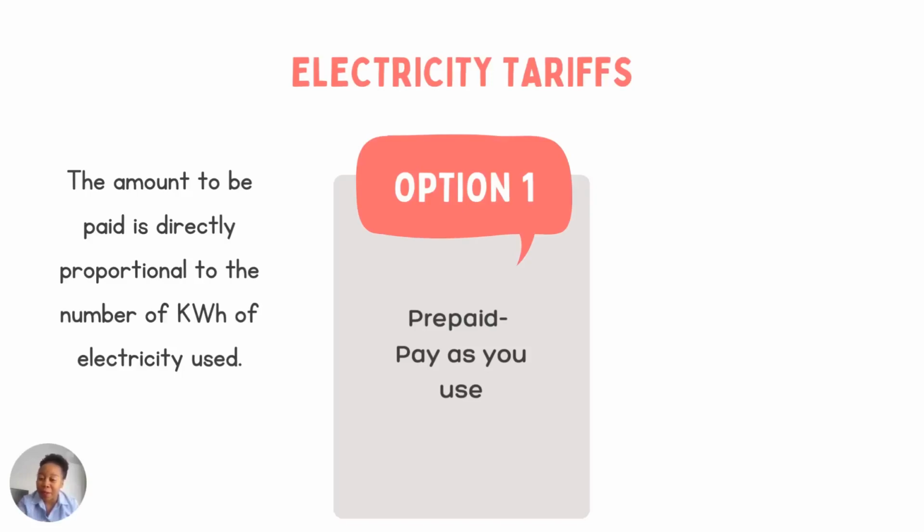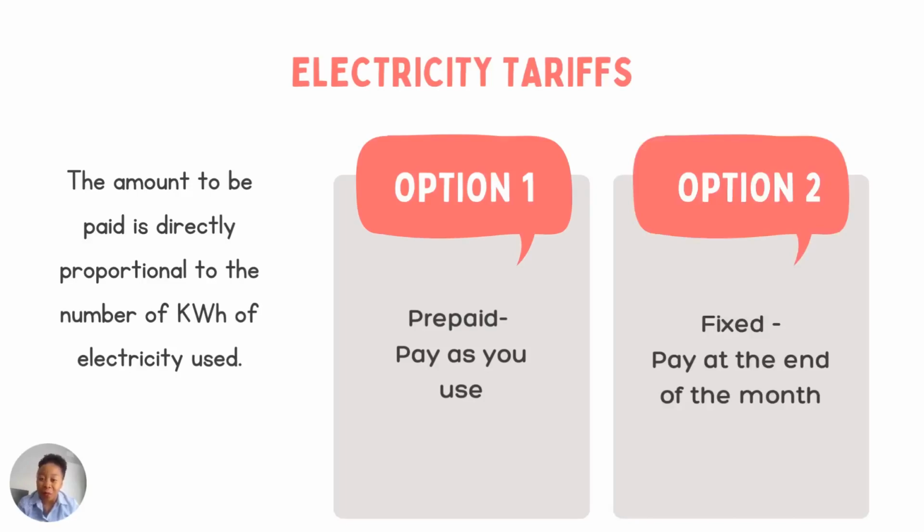And the second option, you've guessed it. It's the fixed billing option. So this one you pay at the end of the month. So instead of paying first before you use, you just get to move into an apartment and start using. And then at the end of the month, you receive a bill that tells you how many units you've used and how much you have to pay for that. So normally people don't like this because this can be very tricky. You can end up enjoying yourself, especially in winter, using heaters and all that, only to find that you receive a bigger bill at the end of the month. So normally people prefer the prepaid option because then you can get to regulate how much you're using.